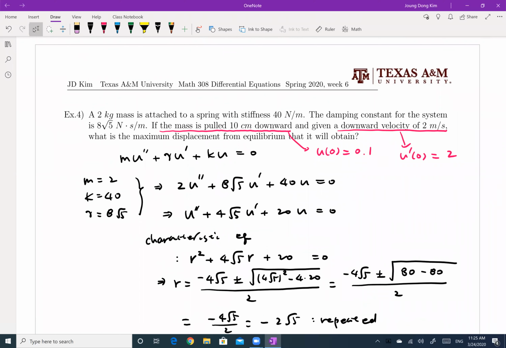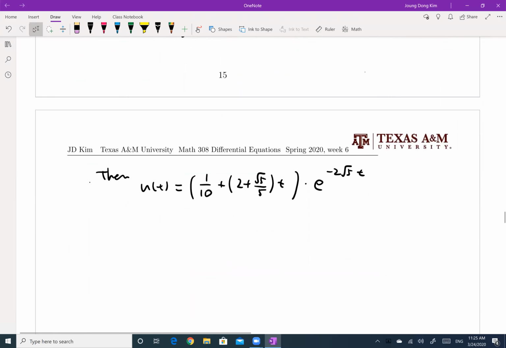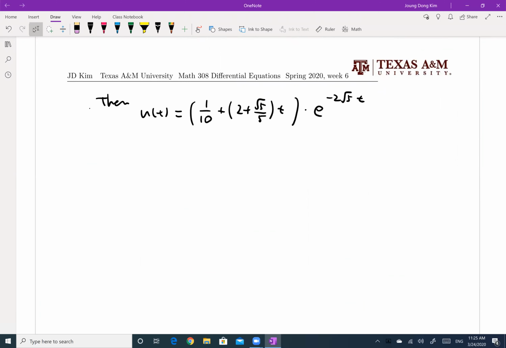The problem asks you to find maximum displacement, right? Okay, fine. So at this one, you can use a graphing calculator. So draw the graph of this one, you can easily find the maximum value. So this one, I can find the maximum value right here. So we need u prime, okay? Here we go. Second stage, find the maximum.